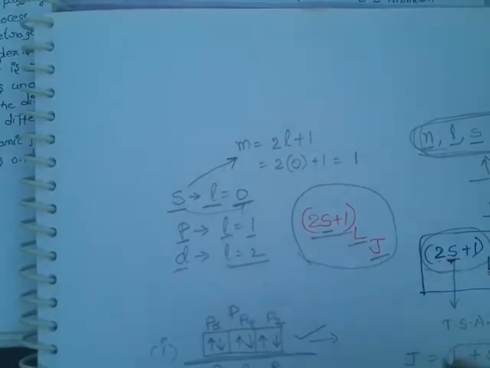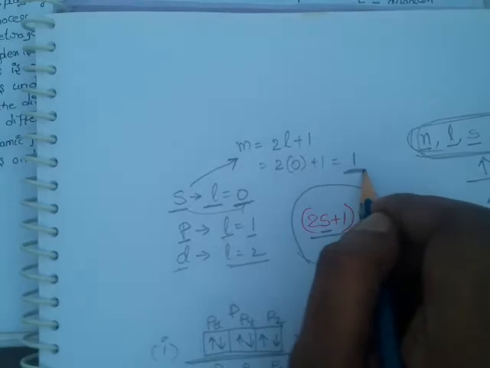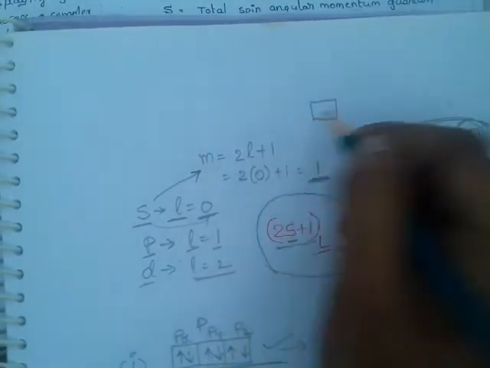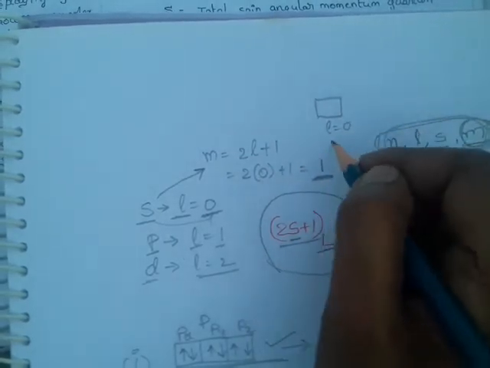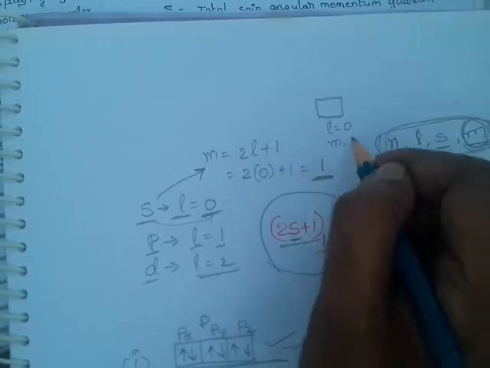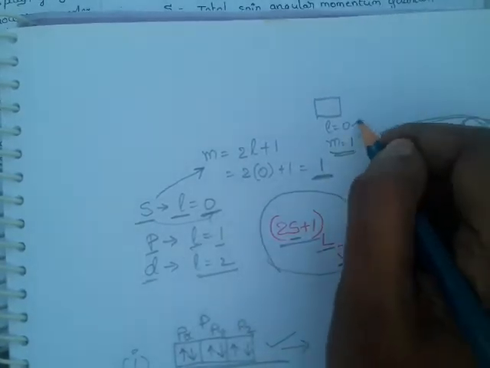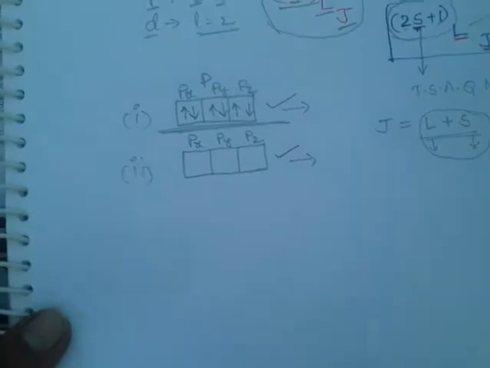So for s orbital, the magnetic quantum number is only 1. So only one s orbital is there. For this, L value is 0 and m value is only 1. Okay, right. Next, let us go for p orbital.